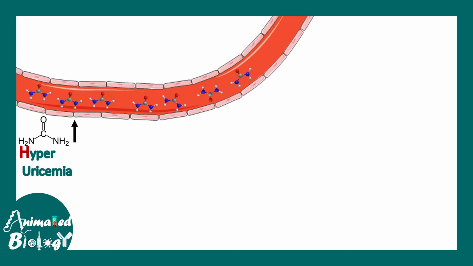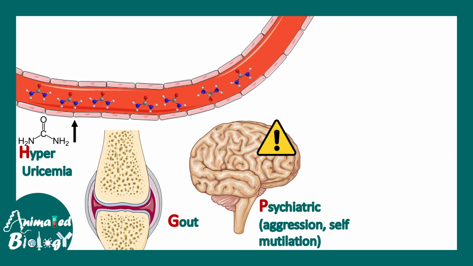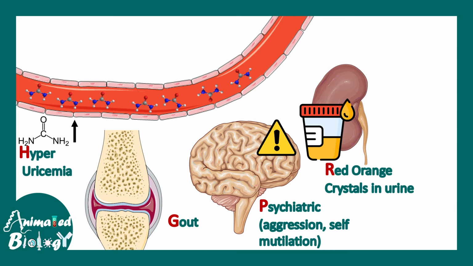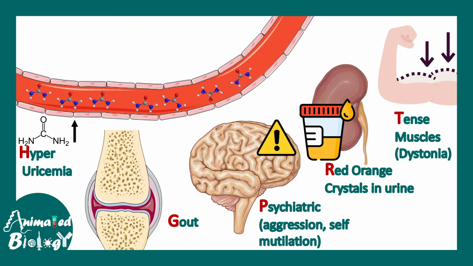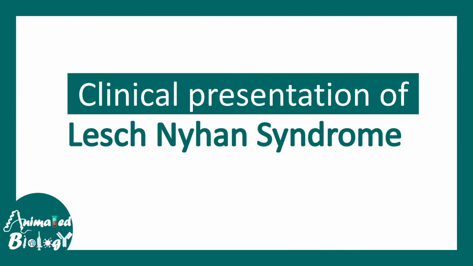H stands for hyperuricemia, so too much uric acid in the blood. G stands for gout, deposition of uric acid crystals in the joints. P is for psychiatric problems, developmental delay, intellectual disabilities. R is for red and orange crystals in the urine. And lastly, T is for muscle dystonia or tense muscles. So all these things summarize the overall effect of too much uric acid, what happens when HGPRT is non-functional in Lesch-Nyhan syndrome. Also, there is a defective utilization of vitamin B12 leading to megaloblastic anemia.